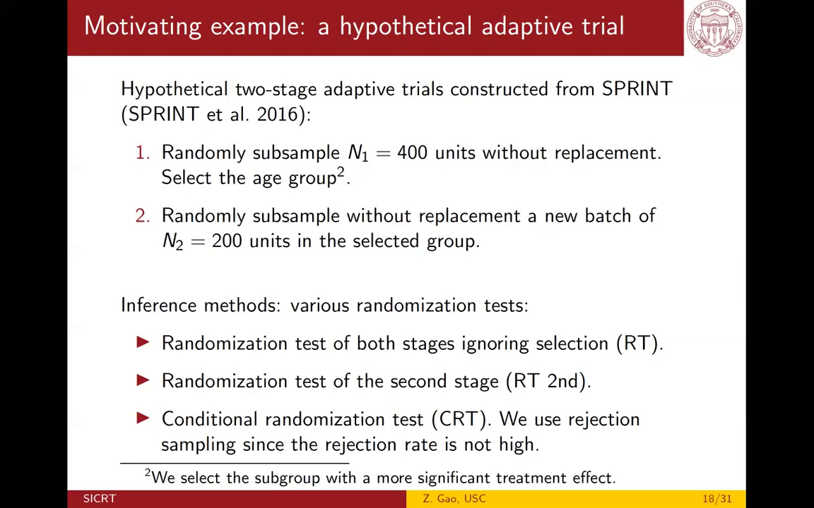For the inference methods, I compared three types of randomization-based methods. The first one is the double dipping one. The second one is the data throwing one. And the third one is our procedure. Of course, we want to show that our procedure works better than the previous two.